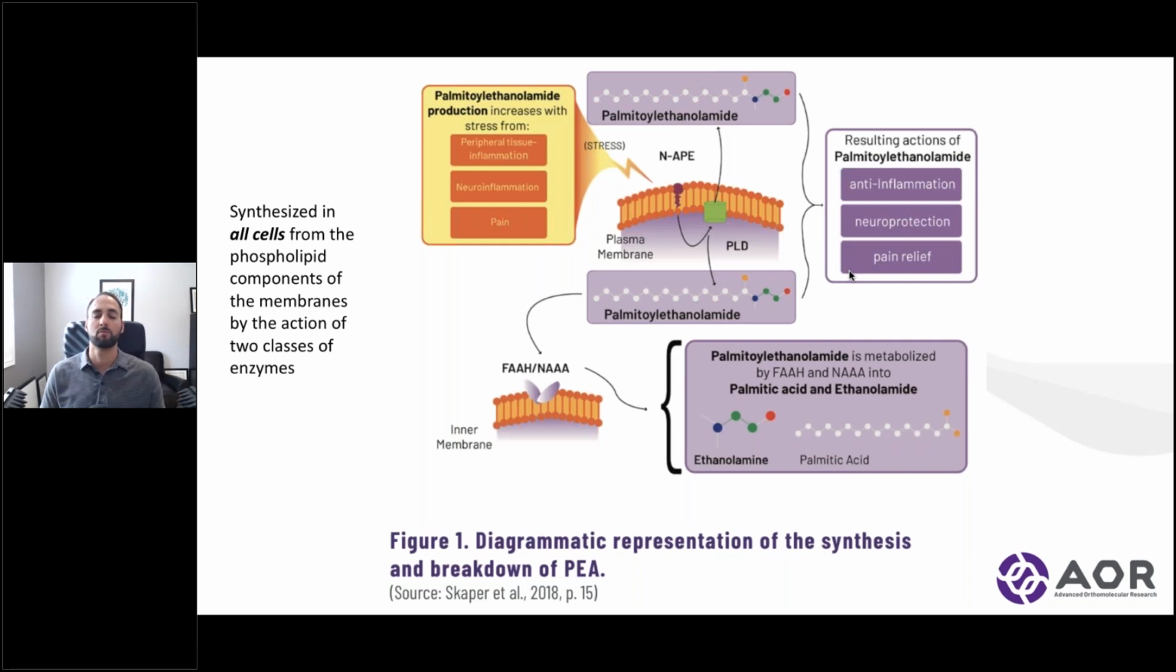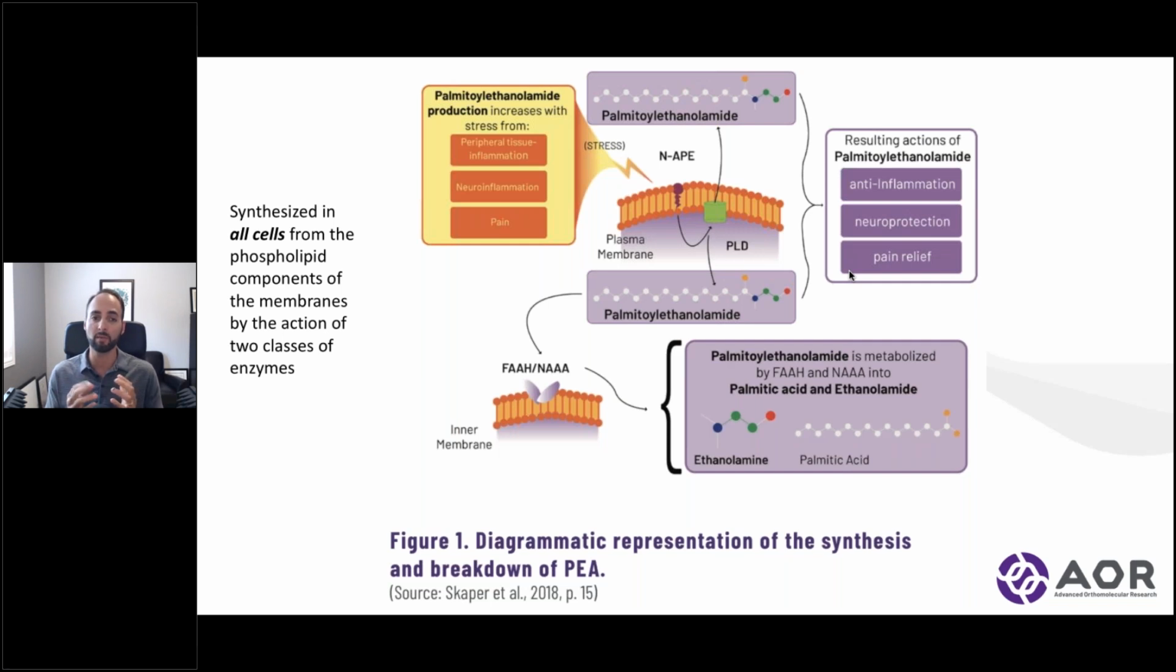So how is PEA made? Well, it's actually part of our cellular membrane. Every single cell in our body has a cellular membrane made up of fatty acids. And you can see here that there is an enzyme called NAPE-PLD, and what it does is that it liberates palmitoylethanolamide, or PEA for short, and that is what is going to produce that beneficial anti-inflammatory, neuroprotective, and pain-relieving effect. So it's kind of like having your relief molecule right on site. As soon as the cell gets damaged, it can be produced on demand and ready to go.